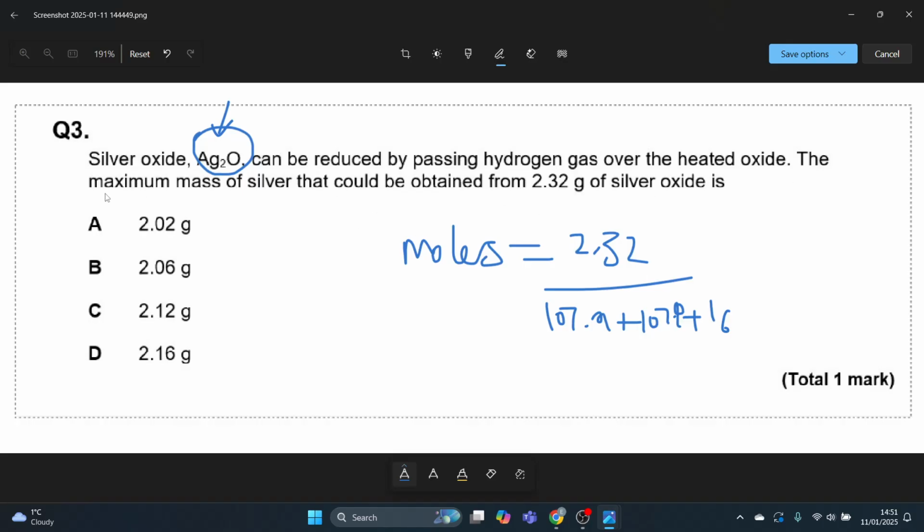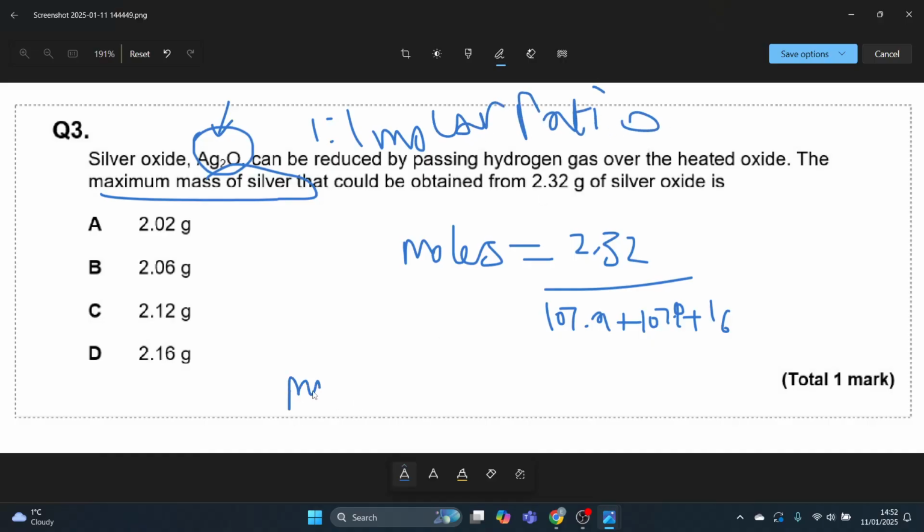I want to find out the maximum mass of silver. They're both going to have a 1 to 1 molar ratio. So therefore, to find the mass, moles and mass over Mr. Mass is going to be the moles that I just worked out, 1 to 1 molar ratio, times the Mr of silver. Well, silver is just Ag, and the Mr of that is 107.9. So my answer times 107.9.